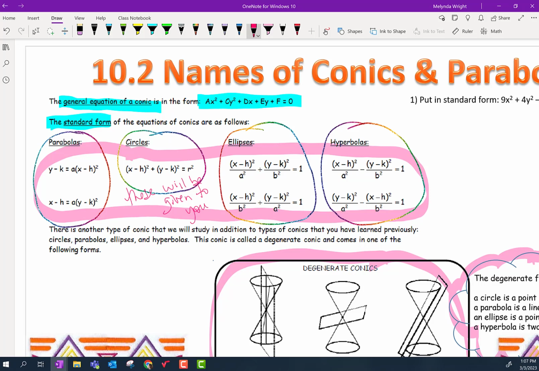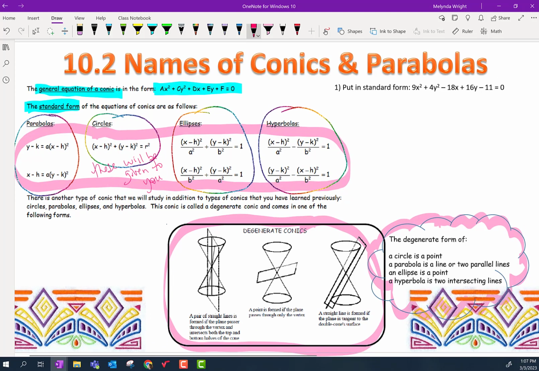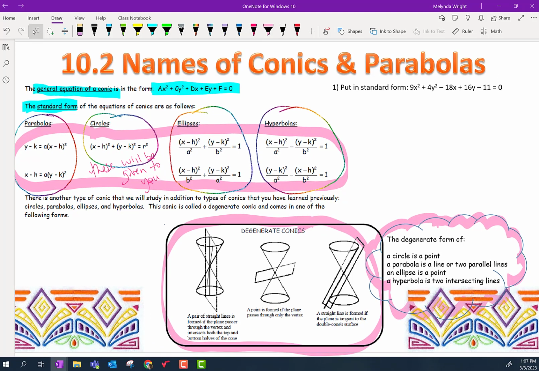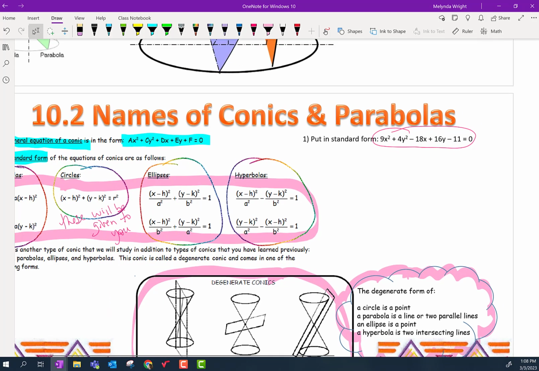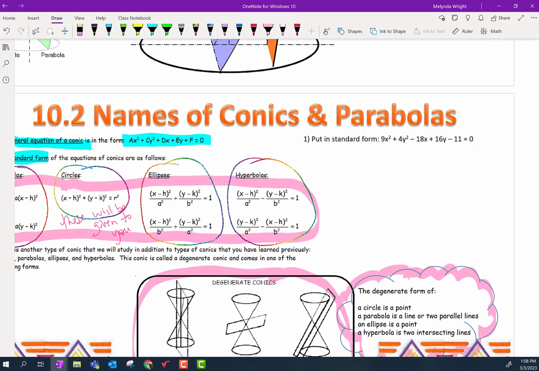All right, so this is just an overview. This first page is an overview of all of the different kinds of conics. We're going to practice just one thing on this page, where we put something that is in general form into standard form. That's what our practice is here, and then we're going to get into parabolas. Today is the day we work with parabolas. So let's focus on putting things in standard form.